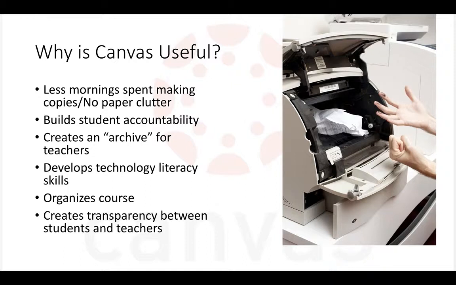Lastly, it creates this transparency between students and teachers. The reason why I say that is there's no misconception about when a due date was. There was no, oh, I forgot to copy that down in my agenda, or I wasn't here that day, so I didn't get the notes and I couldn't find the information from a friend. It's just all right there. The teachers post the information, and it's there for the students to read it.